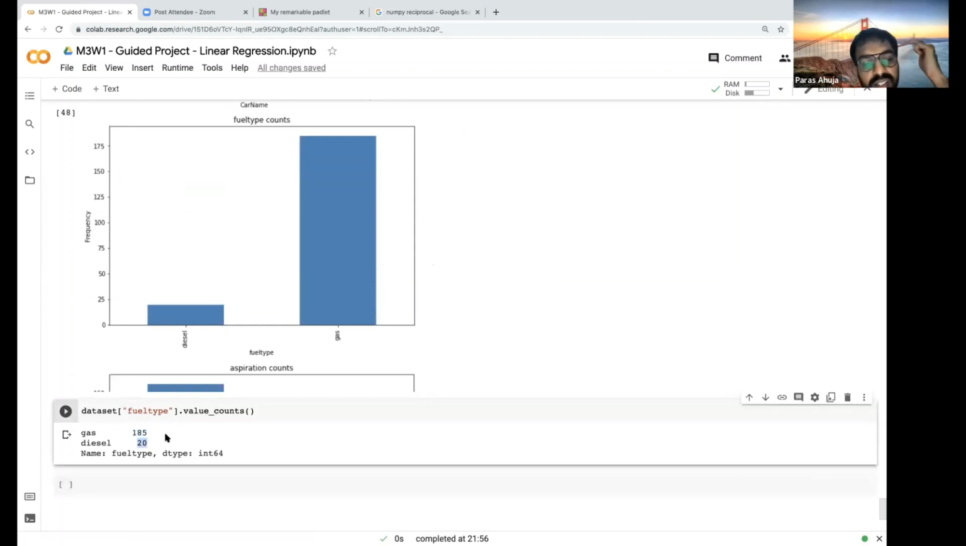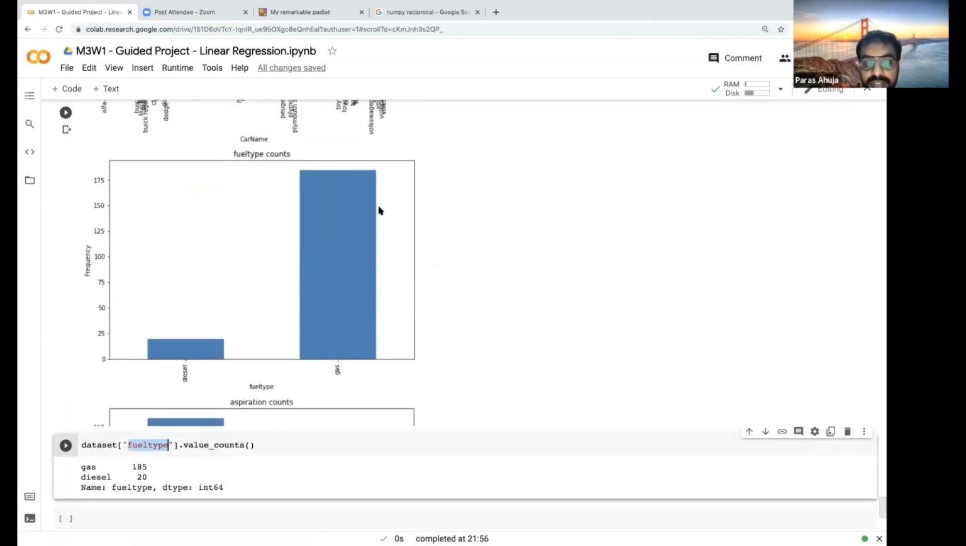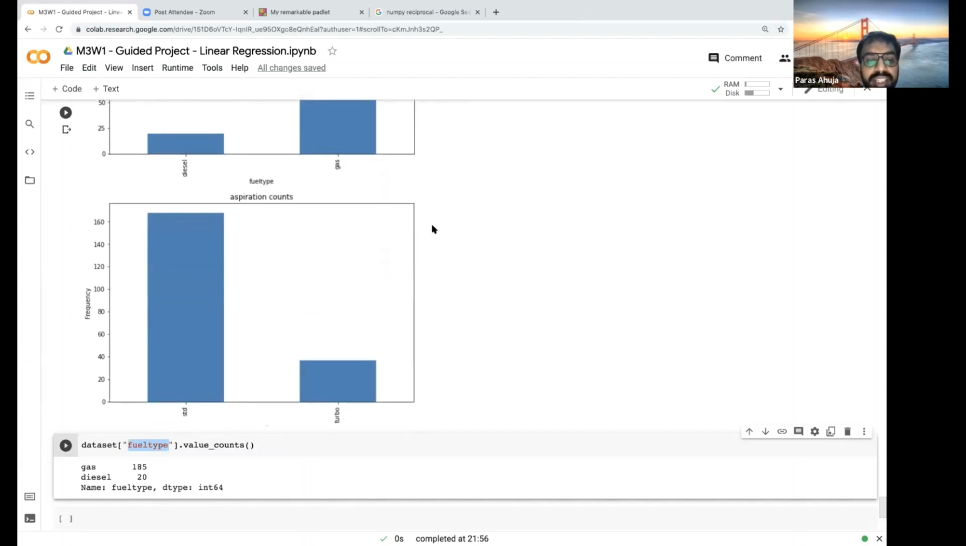So that means most of our data is gas related only. If it had been less than 10, I would have simply removed that, because that fuel type is not that common in our data set, and we could get away with that. Whenever we have something like this, this diesel is not that much of a concern for our problem statement.